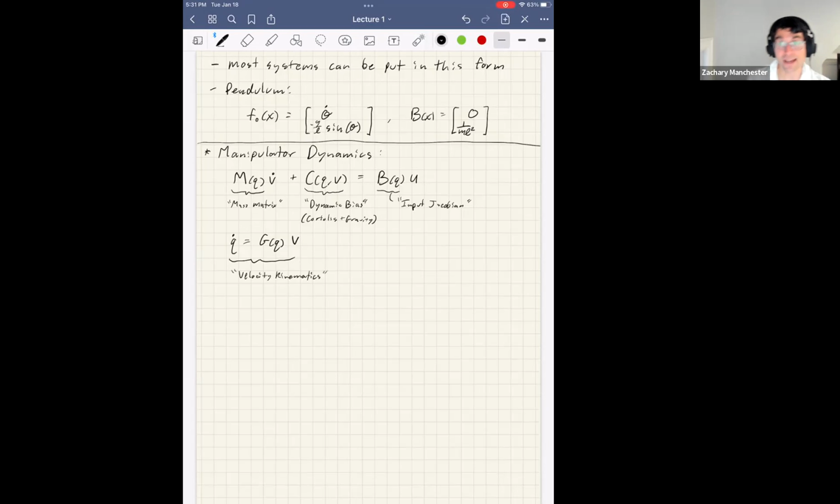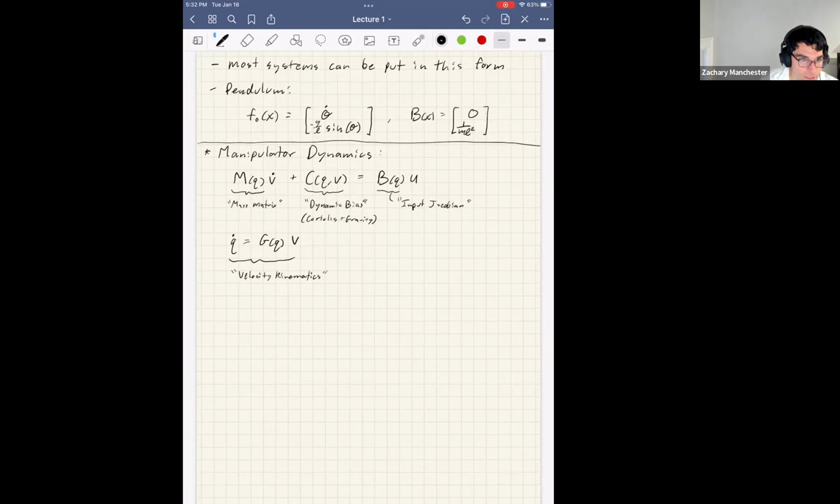We're going to call this the velocity kinematics. A lot of times the Jacobian in there, that G of Q, is the identity. So a lot of times we have V equals Q dot, and then this is kind of trivial, and often we don't even bother talking about it. But many times that's not the case, and there's a Jacobian in there. And in fact, a lot of times V and Q dot are different dimensions. That happens, for example, when we have attitude dynamics going on.